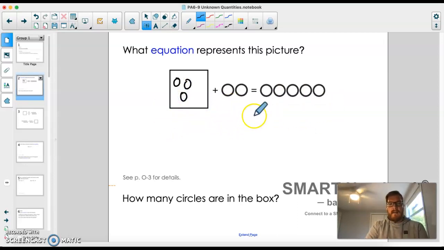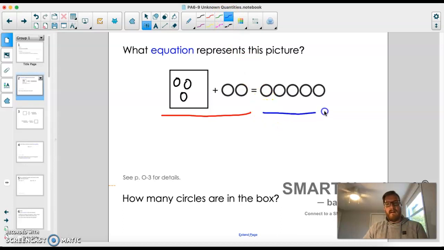I just wanted to point out real quick, and I think I've said this before, that the equal sign means that everything on the left side has to equal everything on the right side. We use this thing called an equal sign, which means that both sides have to represent the same value.